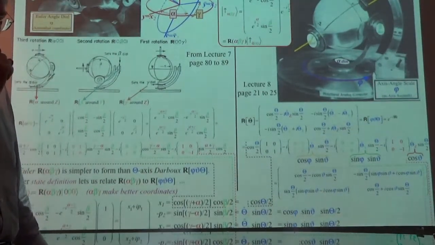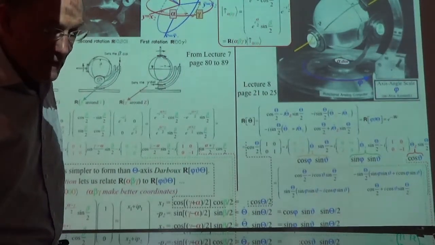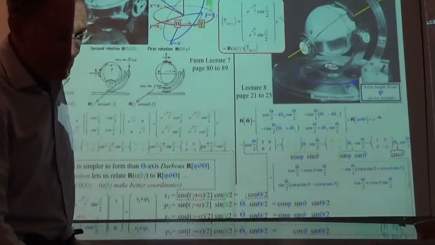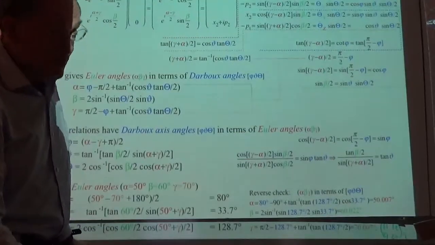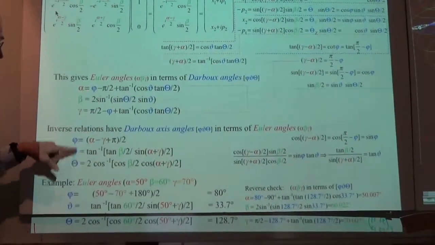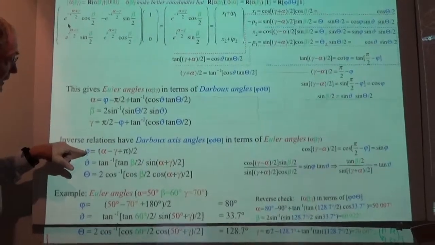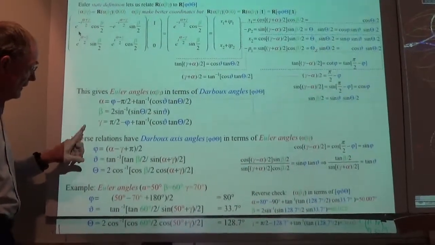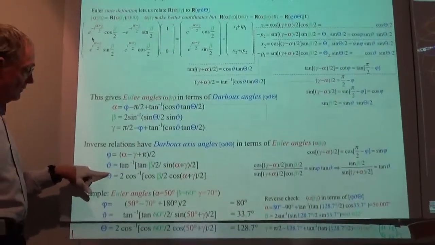So, please ask any questions you might have about this particular thing, as well as the conversion between the two, which were these formulas that related alpha, beta, gamma to the italic phi, the italic theta, and the uppercase theta, which is the total rotation angle.